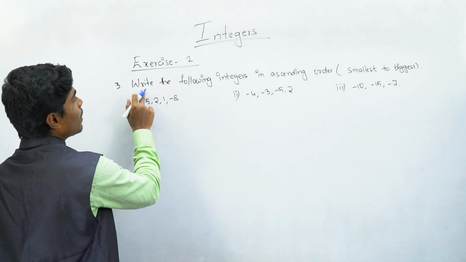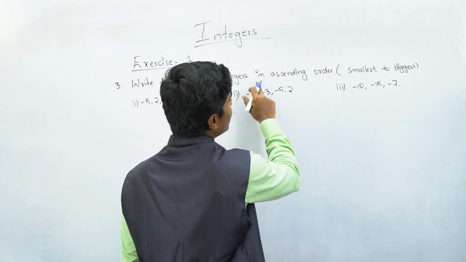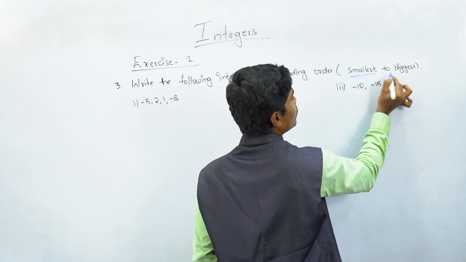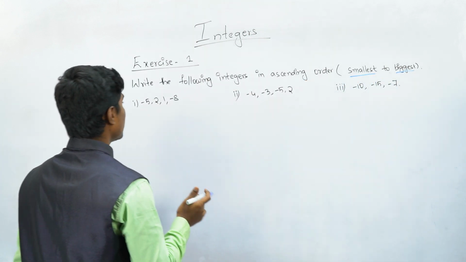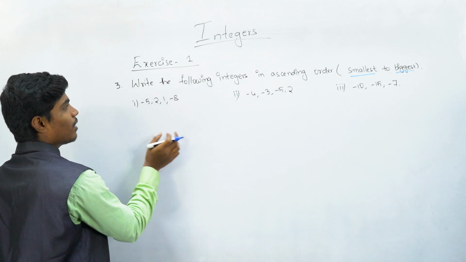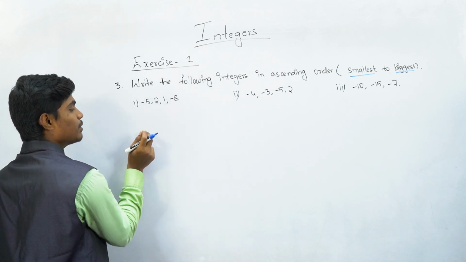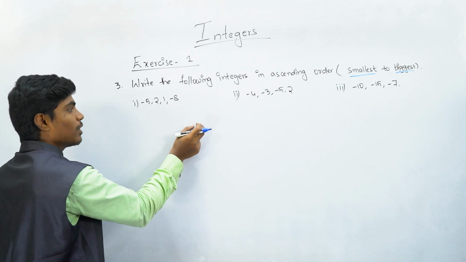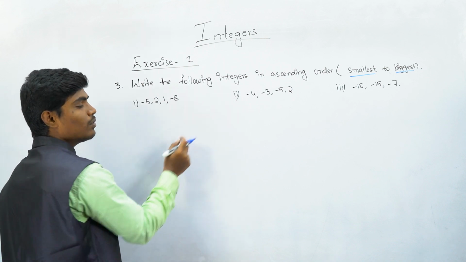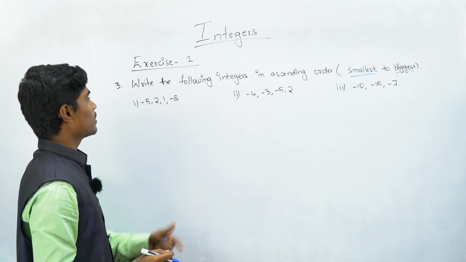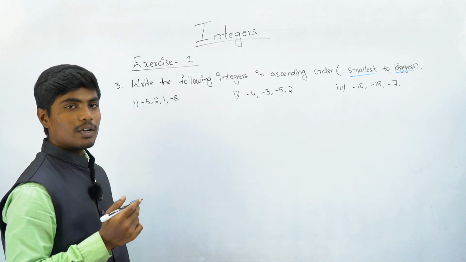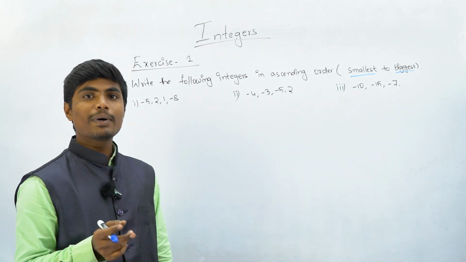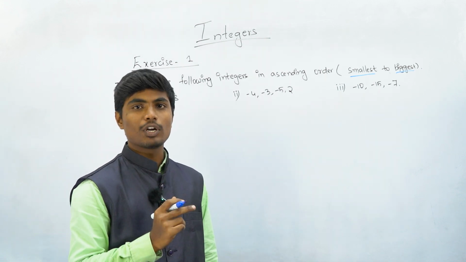Third problem, write the following integers in ascending order, which is smallest to biggest. Here we have to write these numbers in an order, the first smallest first, second smallest second, third smallest third, fourth smallest fourth. Like that we have to place the numbers in the order.